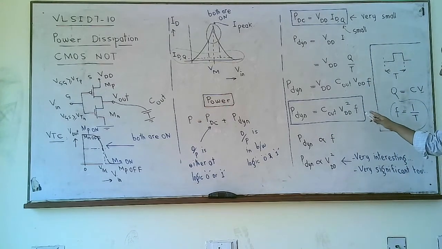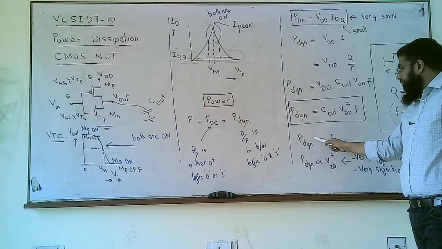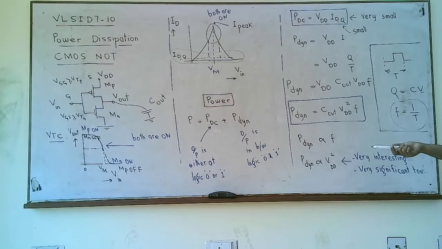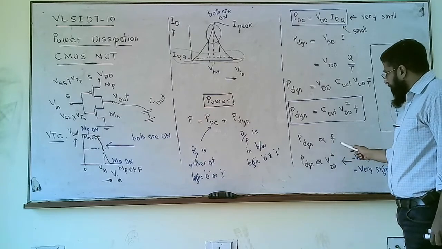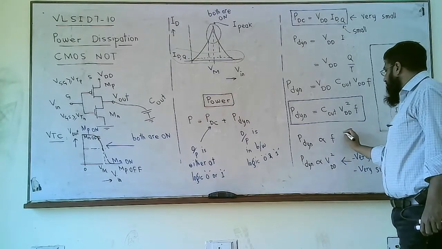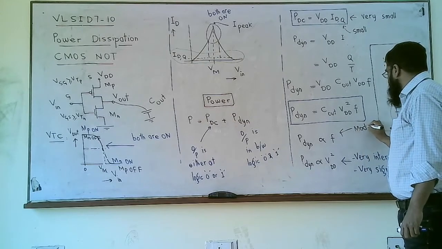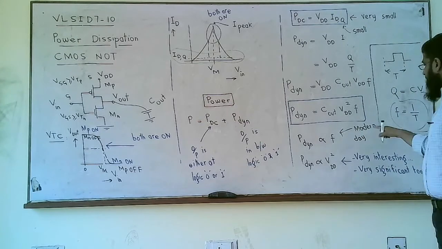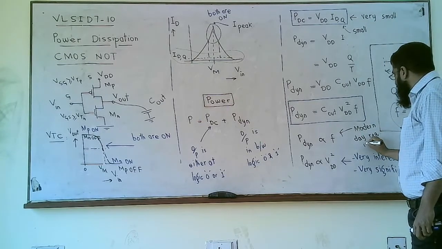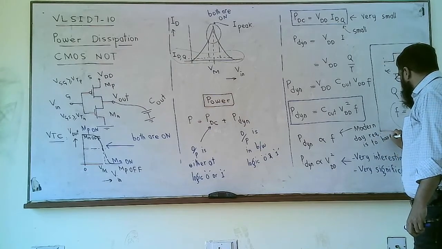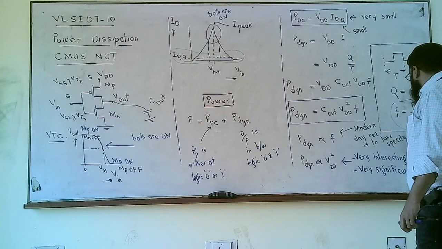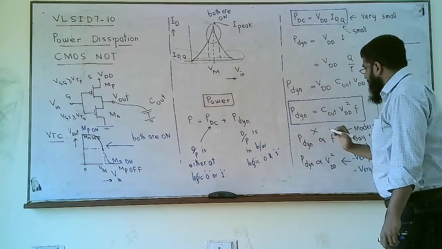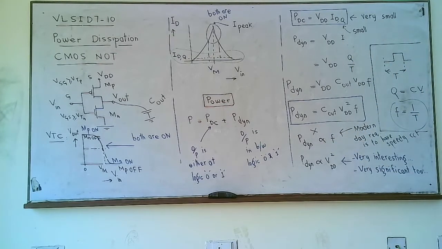This is a very interesting expression for P dynamic. We know that power dissipation should be as small as possible. So if we want to reduce this dynamic power, we would have to work with smaller frequencies, but we cannot, because the modern day requirement is to have speedy circuits. So we cannot reduce dynamic power by reducing frequency.